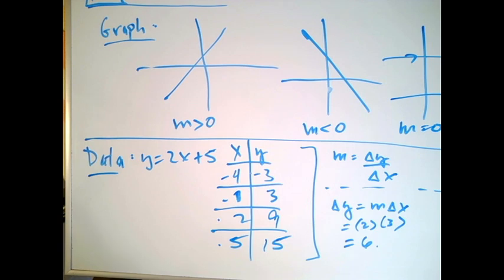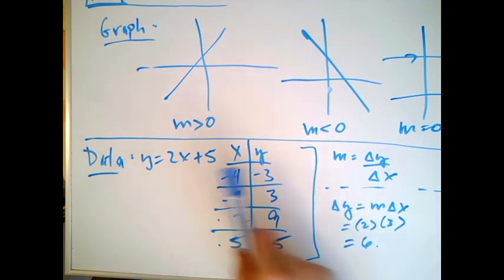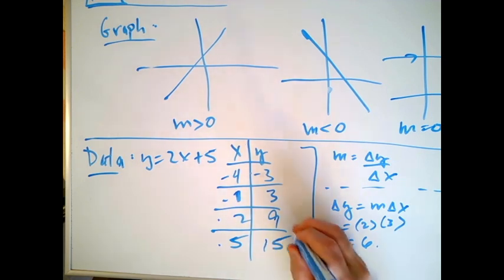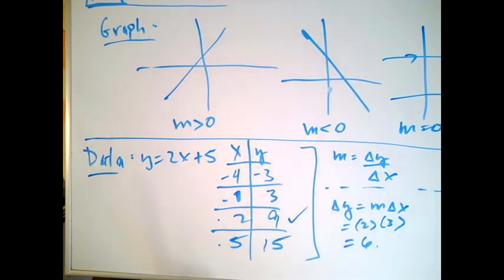I think that works. Let's just check. Here we go, right? When I plug in minus 4, I get minus 3. When I plug in minus 1, I do get 3. When I plug in 2, I get 9. When I plug in 5, I get 15. It works. And I only really had to plug in one point, and then I had to use the fact that I knew what delta y actually meant, which is really kind of cool.